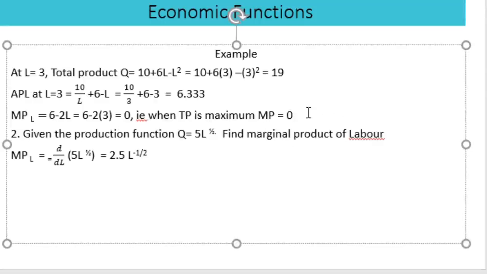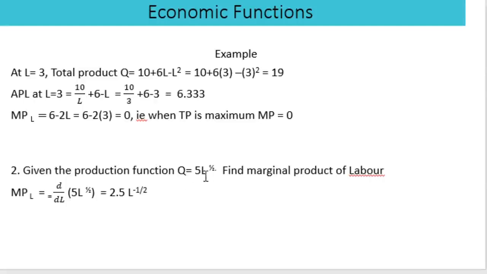Another question is, given the production function Q equal to 5L raised to 1 by 2, find the marginal product of labor. Marginal product of labor is found by differentiating this function with respect to L. That is, d by dL of 5L raised to 1 by 2, which is 5 into 1 by 2, L raised to 1 by 2 minus 1. 5 into 1 by 2 is 2.5. L raised to 1 by 2 minus 1 is L raised to minus 1 by 2. That is 2.5 L raised to minus 1 by 2, which is the marginal product of labor.